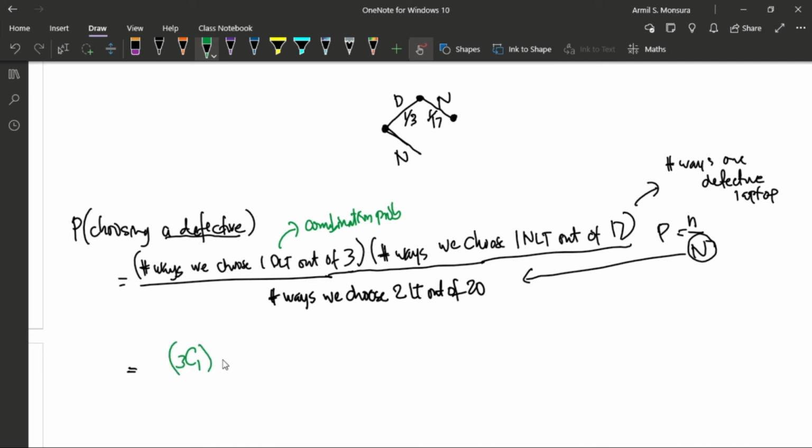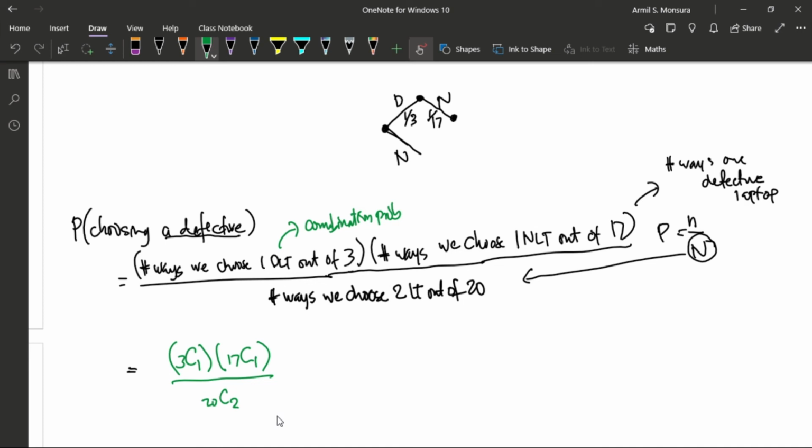Ito naman, itong second, number of ways we choose 1 non-defective laptop out of 17, that translates to 17C1. And then, finally, ito, number of ways we choose 2 laptops out of 20, that is simply, again, number of ways to choose. So that's combination. This is 20 combination 2. So, that gives you the probability of choosing a defective laptop.